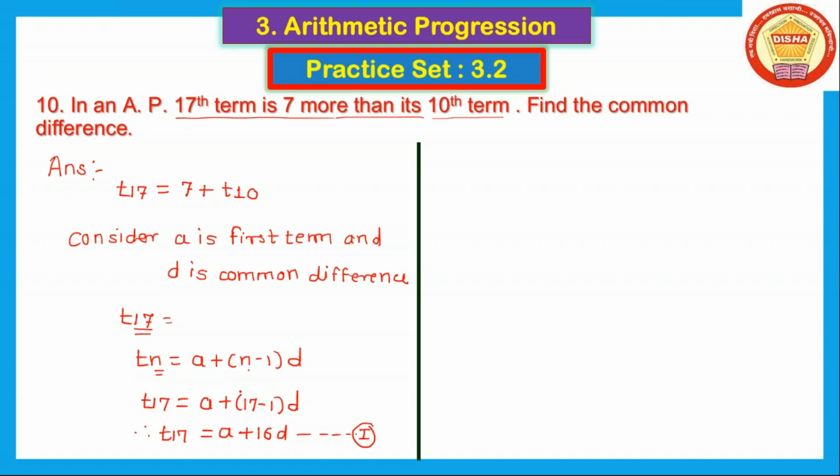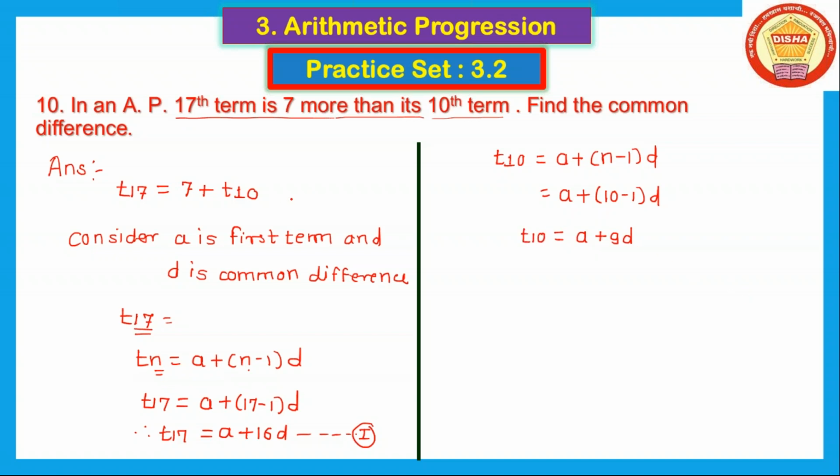Okay. Then we find the relation of T10. We write here T10 is equal to A plus n minus 1 into D. Means A plus, n is 10, 10 minus 1 into D, which is equal to A plus 9D, which is the 10th term.